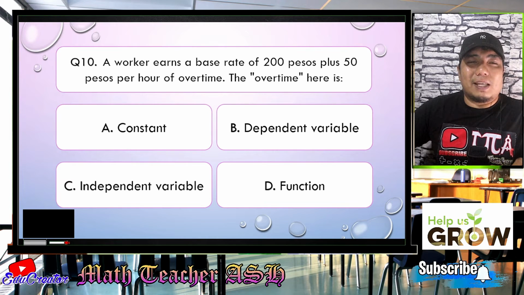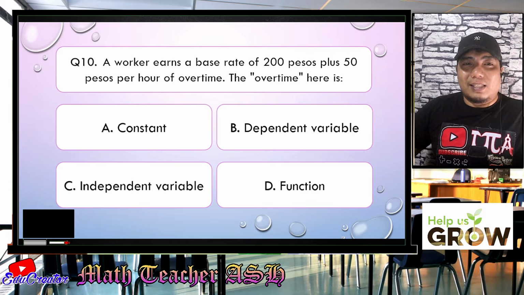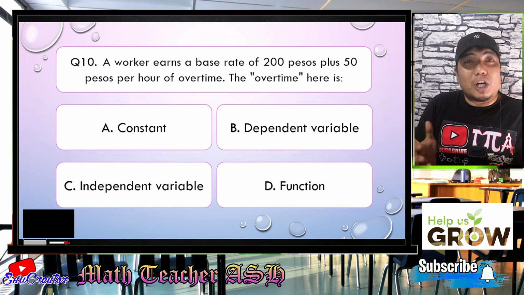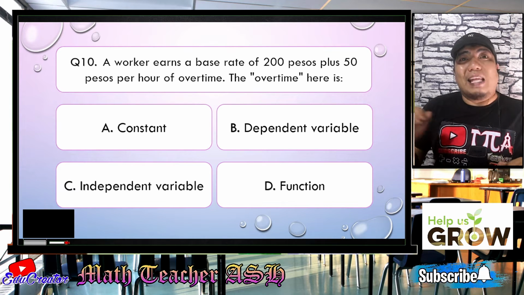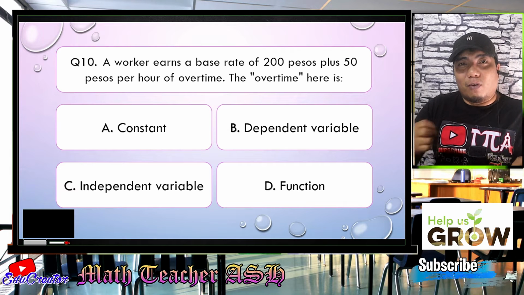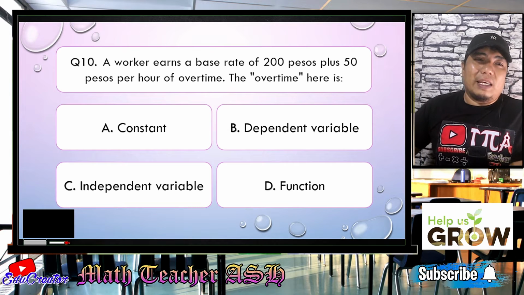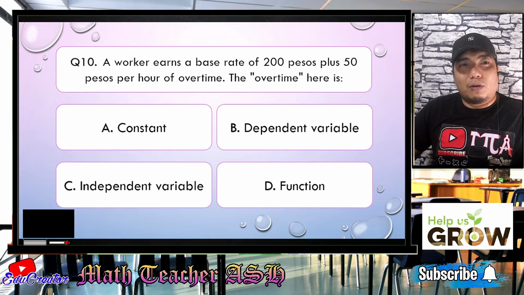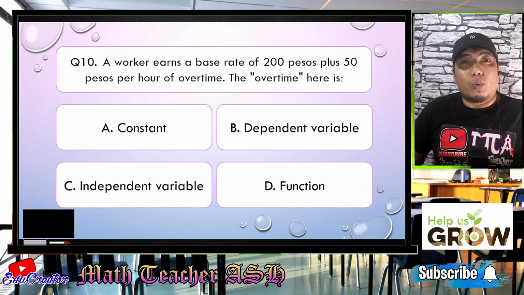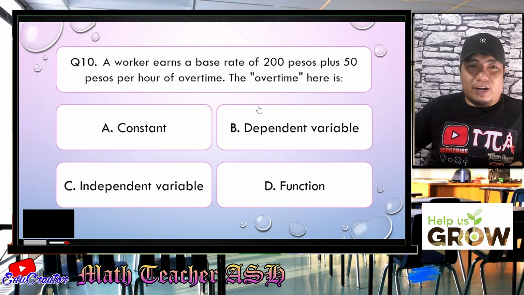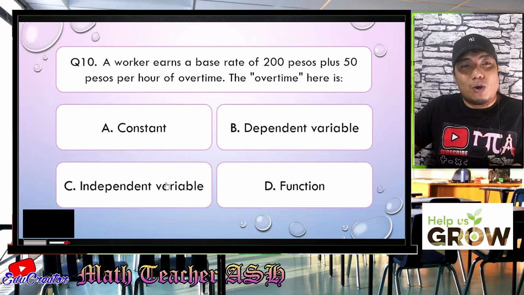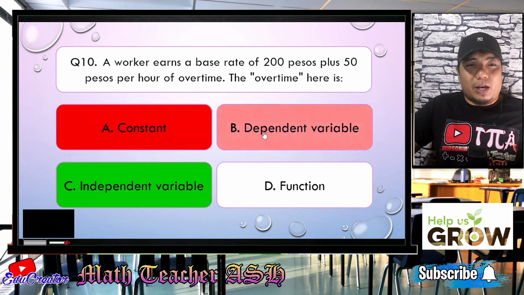Basically, my dear math learner, whatever the worker earns will be the dependent variable. But the number of overtime hours he works in a given job or project is what we call the independent variable. So basically, that is the value of x. All right, so we are correct, my dear math learner.